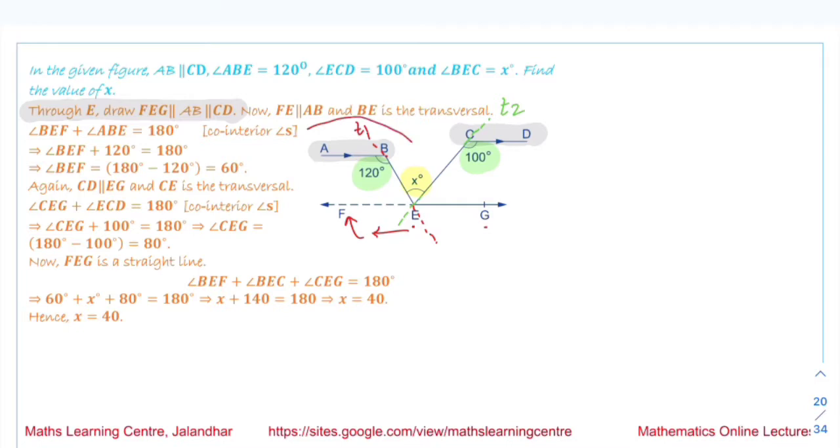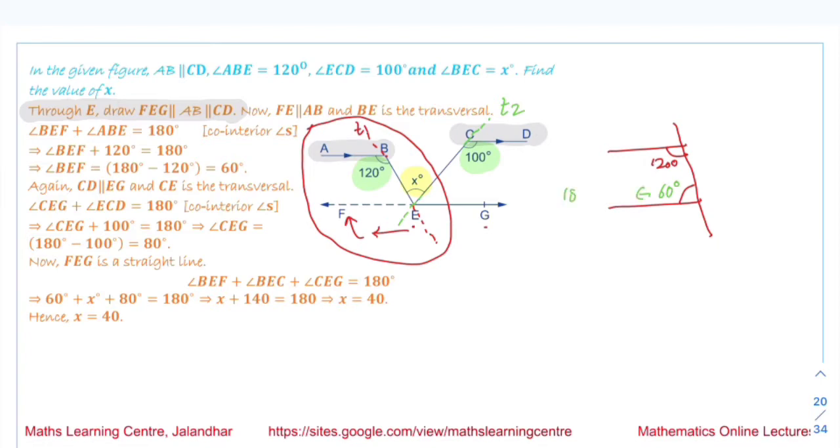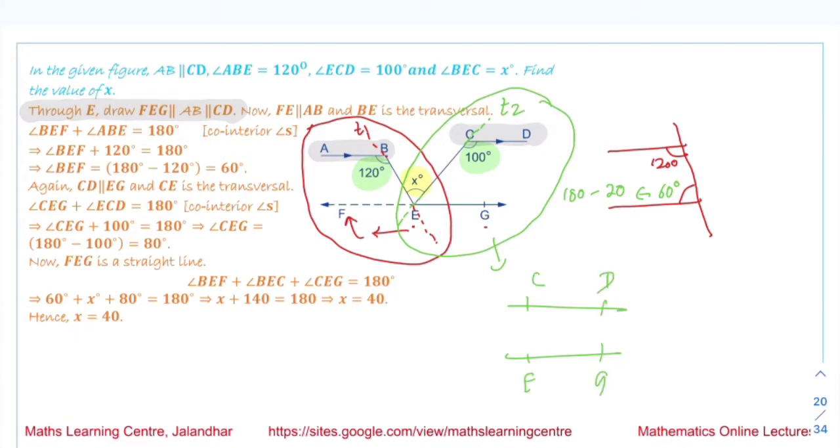If I look at this portion over here, AB is there and FE is there, and at B we have a transversal. So if this angle is 120 degrees, then corresponding to it this angle will be 60 degrees. Why? It is 180 minus 120 degrees. They are co-interior angles. Similarly, if we look at this portion over here, we have the lines CD and EG, and we have a line over here.